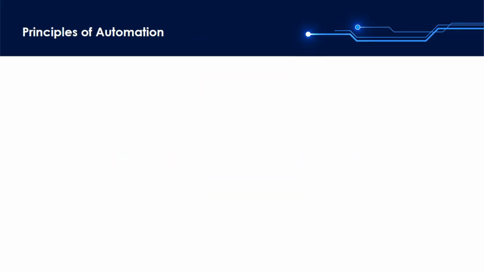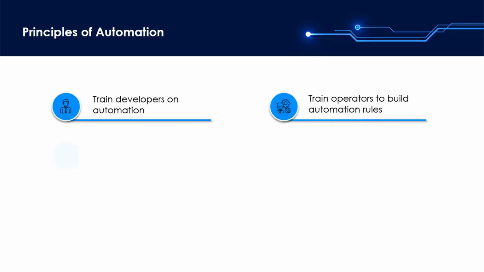Now let's understand the principle of automation. There are various principles that we can adopt to ensure that our automation is proper. The first principle is to ensure that developers understand what they are automating and how they are automating. They need to be aware of various tools that they can use, frameworks that they can use to implement automation. We need to also train your operators to adopt build automation rules.